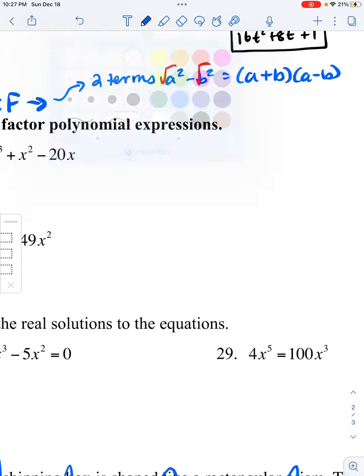And then if it's 3 terms, you still don't have any choices. You have to unFOIL it, and that's going to be where you use the yellow card.